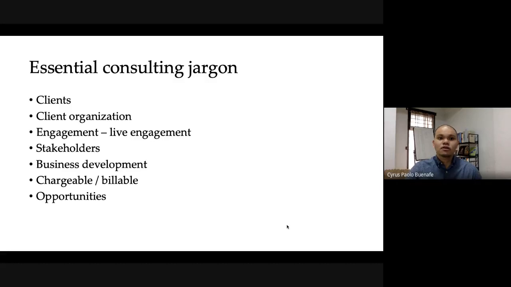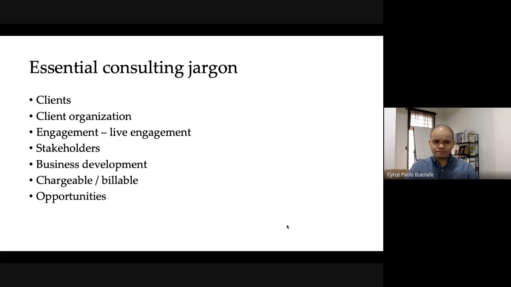Now, here are some of the terms that you will be encountering when you're doing consulting work. So I've mentioned briefly about clients, the client organizations. They're the ones who are paying the consultants to give them advice and recommendations. An engagement is some sort of agreement or contract: as long as I am engaged to you, I am bound by certain terms and conditions to provide you with those advices and recommendations that you expect from me, right?